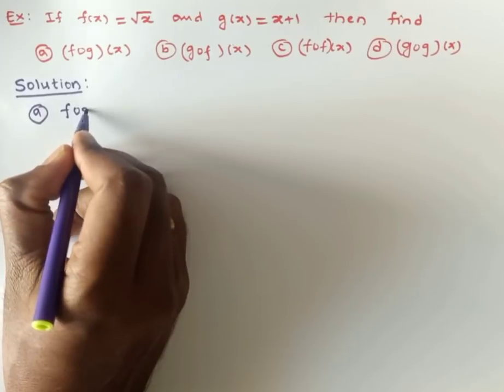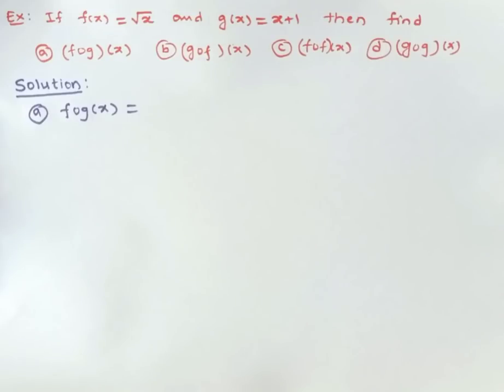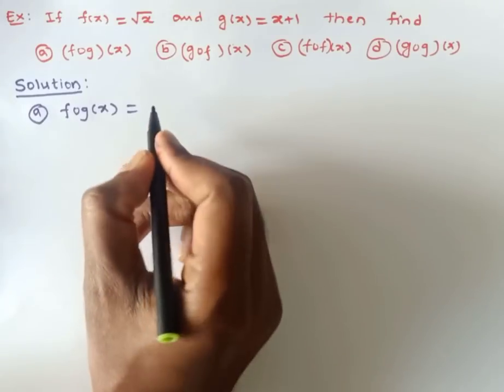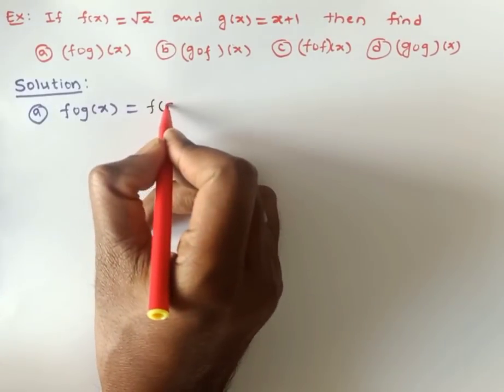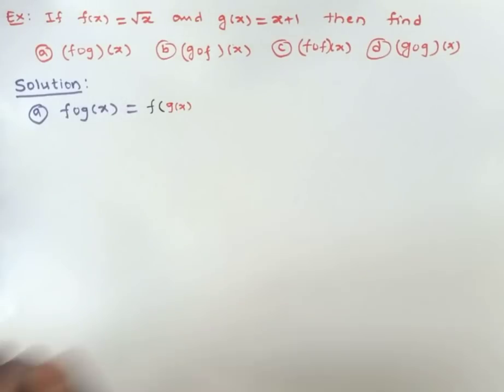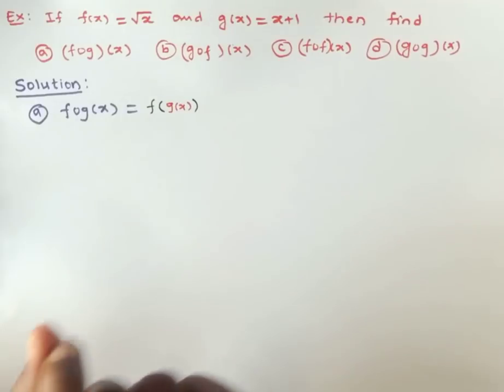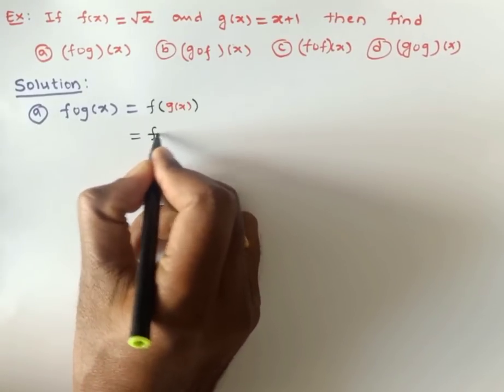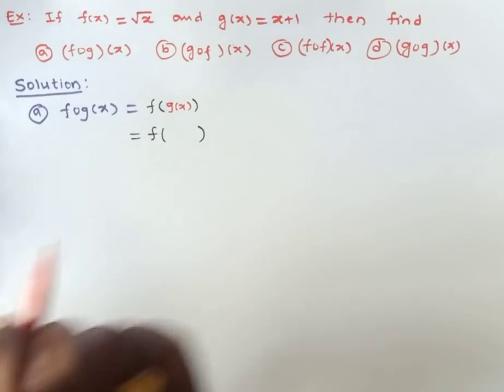So this is f circle g of x. Now, by the definition, we can write f circle g of x as f of g of x, right? F of g of x. Now first you need to write g of x. For this f, g of x is the input. Already we know g of x is x plus 1. So replace this with x plus 1. Means this is equal to f of, now write down g of x as it is. What is g of x here? It is x plus 1.